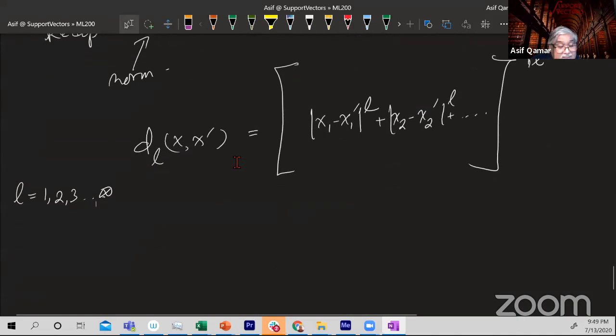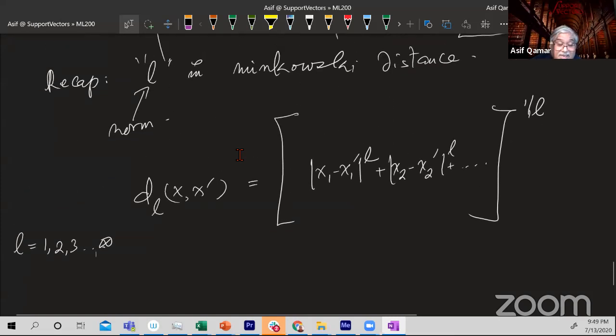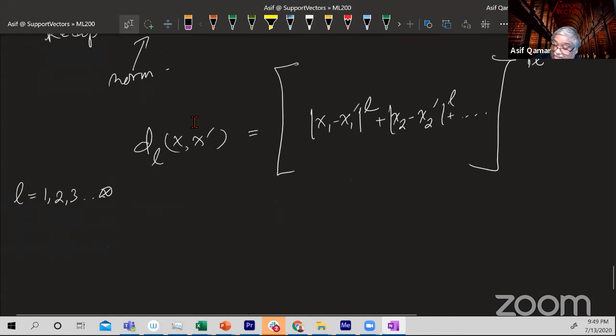Now, come again? Like L is dimension? No, L is not dimension. L is the measure. It's a way of measuring distance. That's why it's called norm. Your data may be in 2 dimensions, but you may still take the infinite norm. In fact, let's look at 2 dimensions.